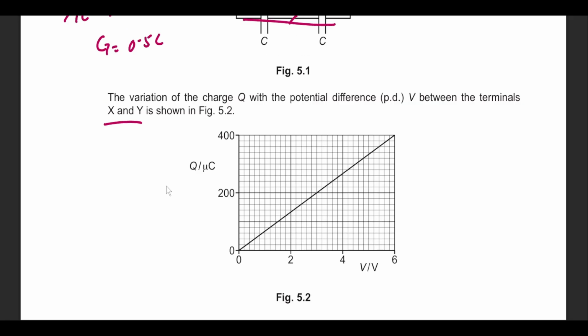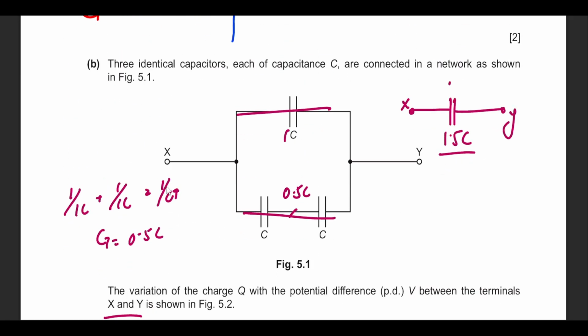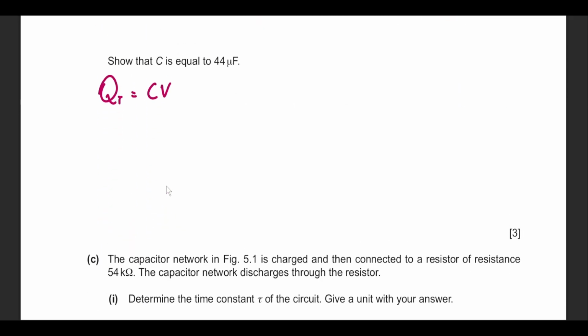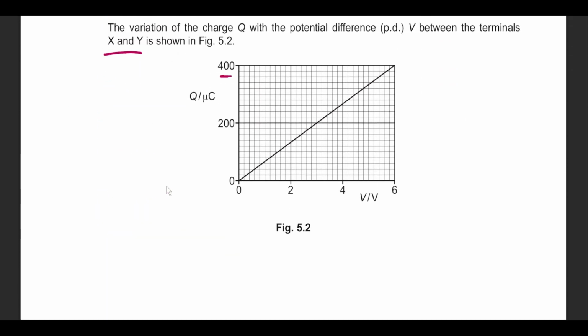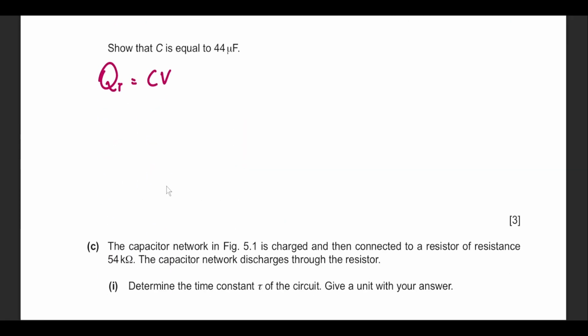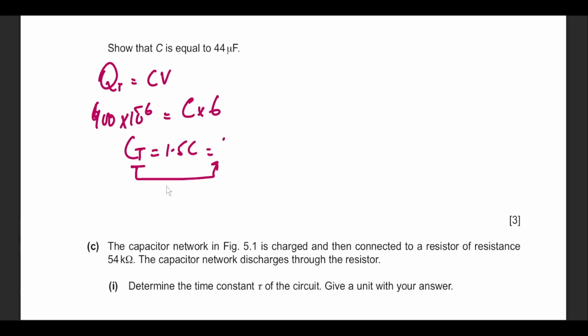The battery doesn't know that there are 3 capacitors. The battery thinks that there is only one, which is equal to 1.5C. So from the graph, the maximum it has been able to store is 400 microcoulombs at 6 volts. So this is 400 into 10 raised to the power minus 6 equals capacitance, which we don't know, multiplied by 6 volts. So the total capacitance, which is of course equal to 1.5C, this CT comes out as 6.66 into 10 raised to the power minus 5 farads.